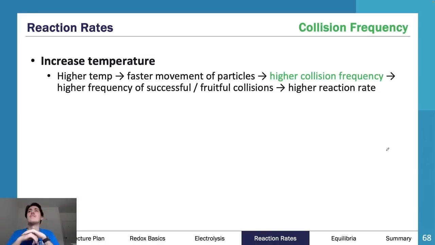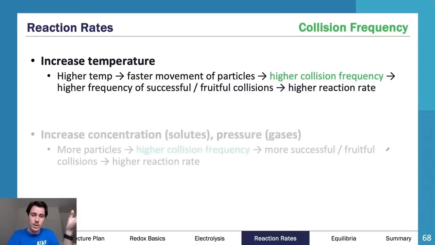Collision frequency. First of all, you need to increase the temperature. So if you've got a high temperature, you've got a faster movement of particles, you've got a higher collision frequency. That higher frequency of successful and fruitful collisions means you get a higher reaction rate. That's eventually the essential way you go about it.